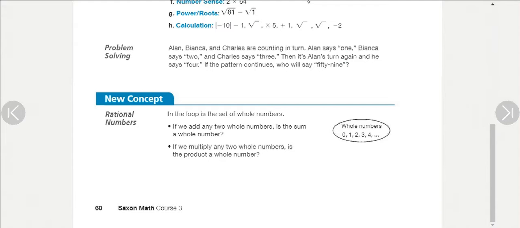Remember, whole numbers start with the number 0, right here, and it goes on to the right of 0. If we multiply two whole numbers, is the product a whole number? Yes. Any whole number times any other whole number is going to still be a whole number. Any whole numbers that you add together are going to be another whole number.